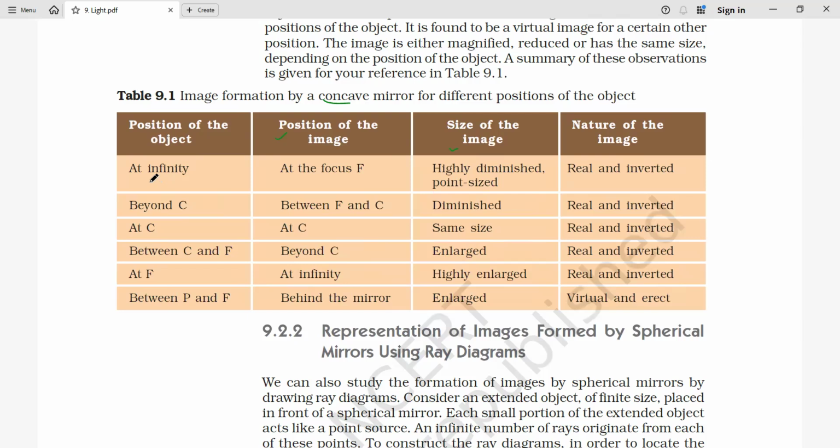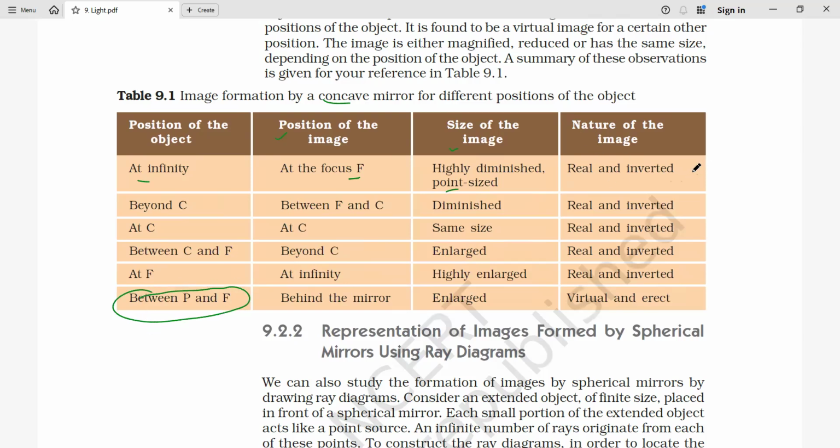So here you can summarize: if the object is at infinity, the rays are going to come parallel to the principal axis. Parallel to the principal axis, then after reflection, it is going to pass through the focus. So all rays are going to pass through the focus. Image formation will take place at the focus, and it will be highly diminished, point size, real and inverted. For a concave mirror, every image is real and inverted except one position, when the object is between the pole and focus.